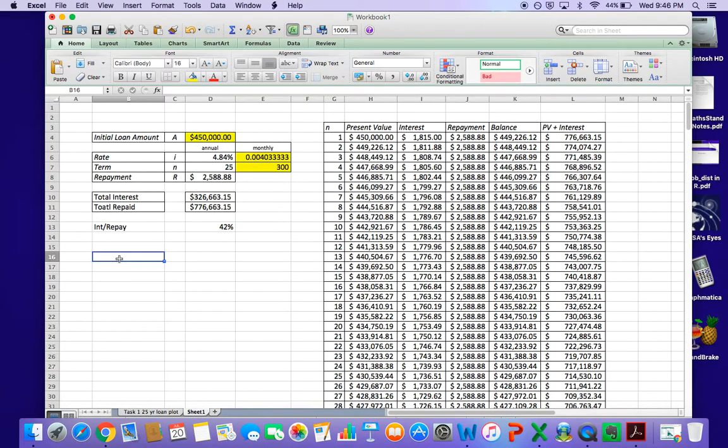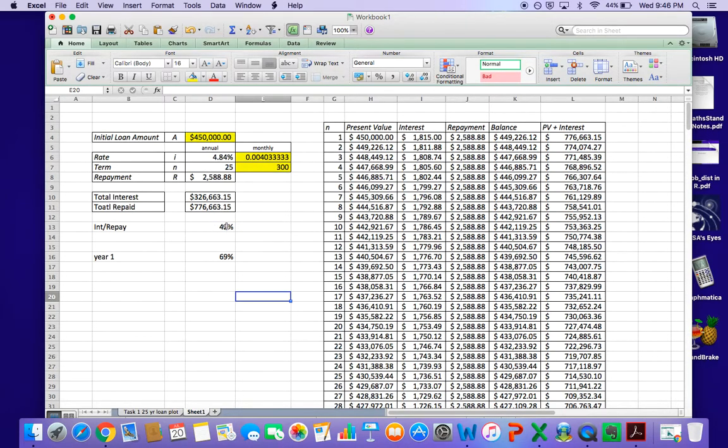So we could do year one, same thing. So how much interest is paid in the first year? Well, we just add up all of those values there and then divide that by the sum of the repayments in the first year. And there we go, and that's about 69%. And so you can see overall it's 42, but in the first year it's 69%.